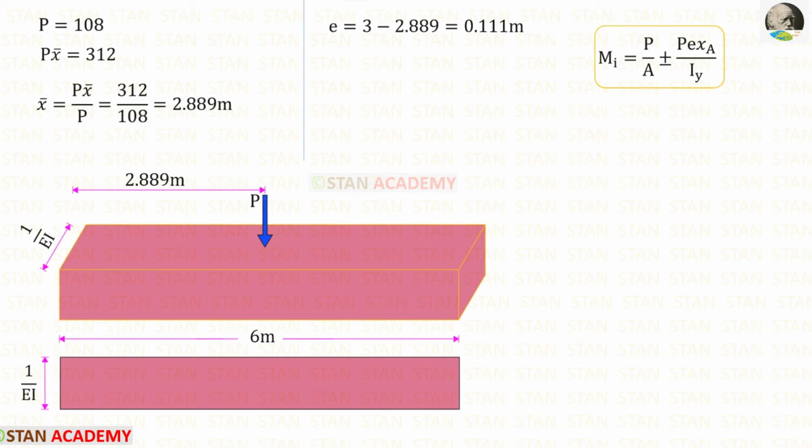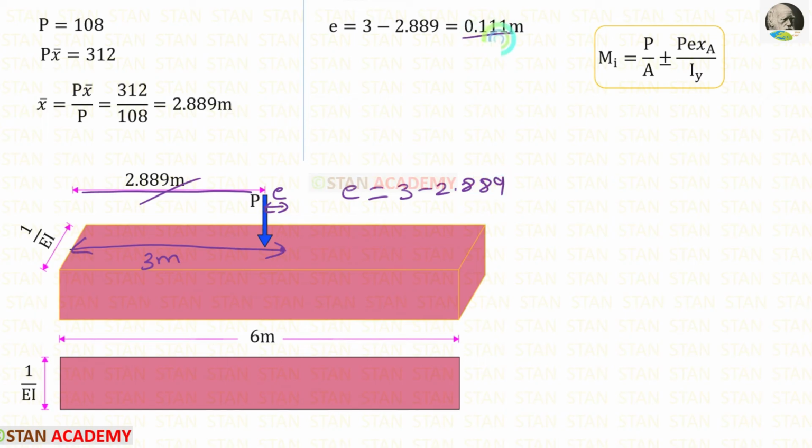Let us find the eccentricity e. We know that the center of the analogous column lies at a distance of 3 meter from the left. The resultant is at a distance of 2.889 meter. So the eccentricity e is equal to 3 minus 2.889. We will get 0.111 meter.